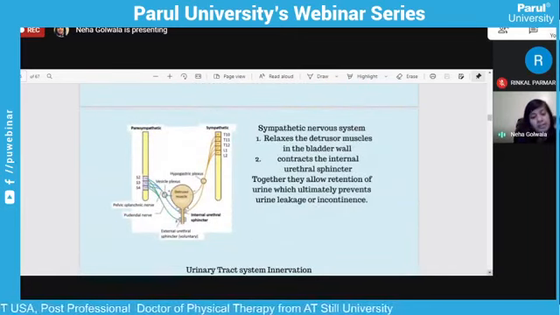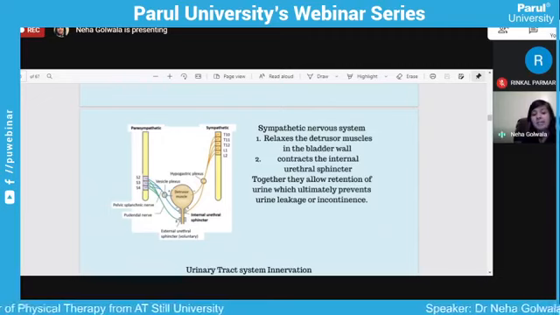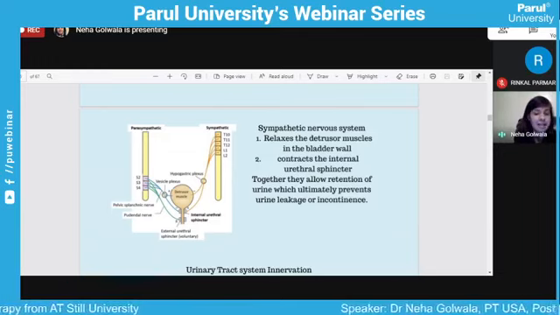Now, for the urinary tract system, the sympathetic nervous system comes from T10 to L2, and the parasympathetic comes from S2, 3, and 4. I'm discussing this function because the sympathetic and parasympathetic nervous systems have a lot more relationship with the emotions as well. And this system helps with the organ function.